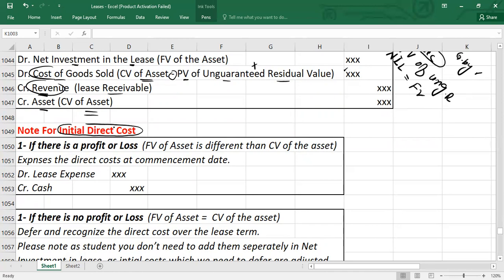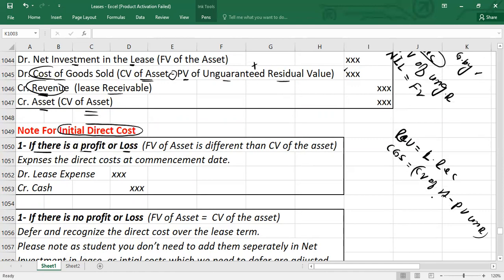And here the first point is, for the initial direct cost, if there is a profit or loss, it means your amount of revenue, which was equal to lease receivables, and cost of goods sold, which I told you is equal to carrying value of asset minus present value of unguaranteed residual value, right? This is equal to cost of goods sold. So if it is different, it means there is a profit or loss.